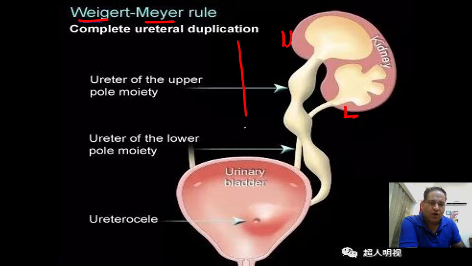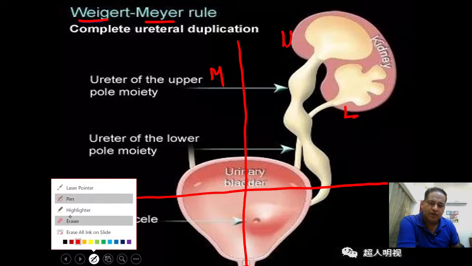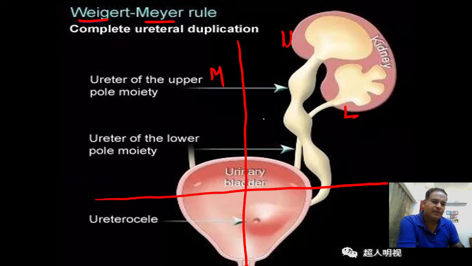Now let me draw a midline over here, and let me draw another midline through the ureter. Now you see here, the upper part of the ureter is draining more medially and more inferiorly, so inferomedial. Fine. Whereas the lower part is draining superolaterally.